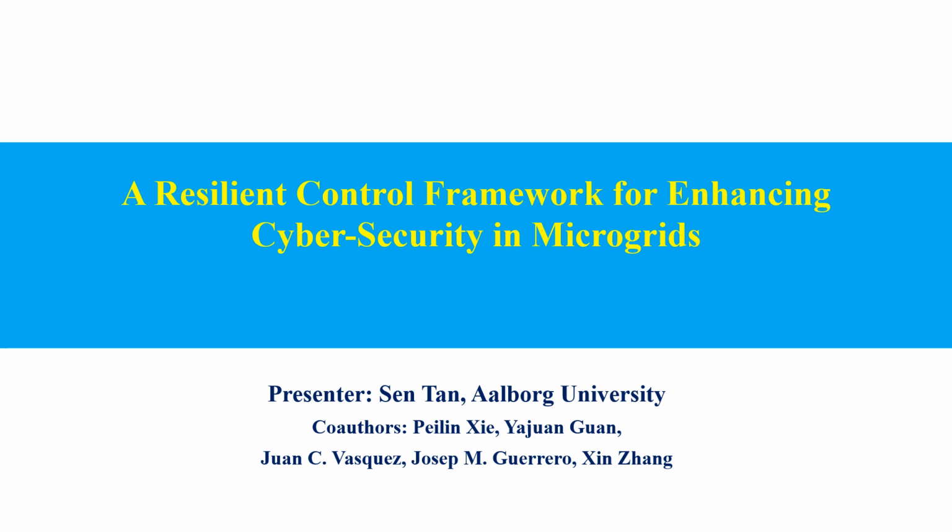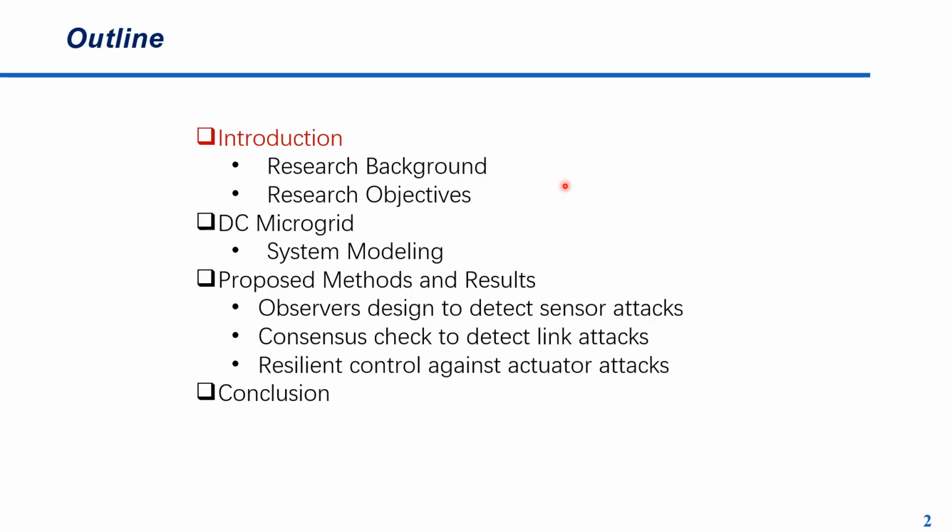I will now introduce a resilient control framework for enhancing cybersecurity in microgrids. And this is the outline of today's presentation. I will first give the research background and objectives. And next, I will introduce how to build a DC microgrid model. Following that, I will present 3 proposed methods to deal with different types of attacks in microgrid. The conclusion is given in the end.